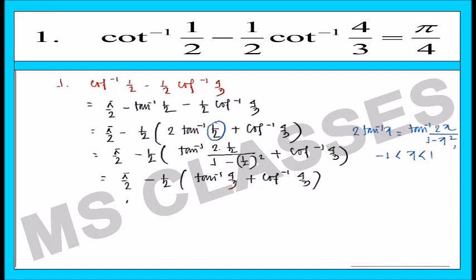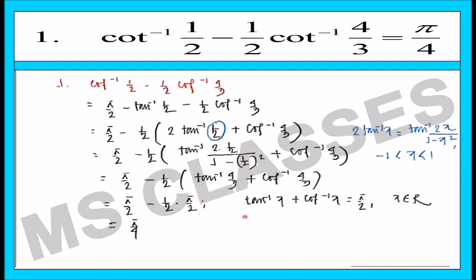Pi by 2 minus half of pi by 2. Why pi by 2? All of you know that tan inverse of x plus cot inverse of x equals pi by 2 when x belongs to the real numbers. So here this one is a real number, so this sum will be pi by 2, and we get here half of pi by 2. Now if we simplify this, we get pi by 4.